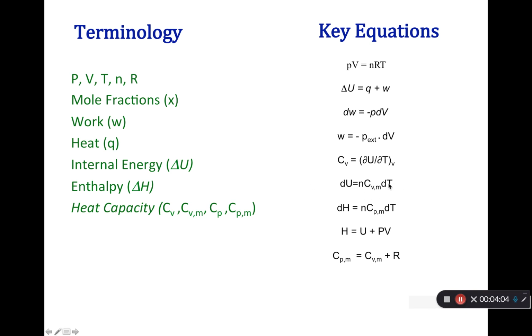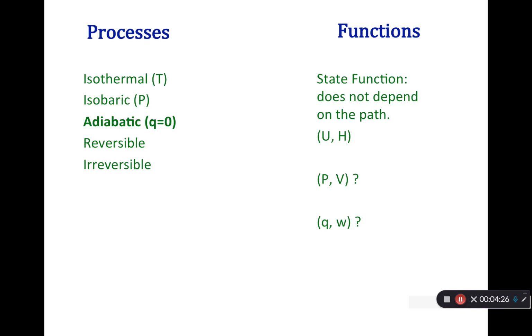Note, when the change in temperature is 0, for ideal systems, the change in internal energy and the change in enthalpy must also be 0. The definition of enthalpy is the internal energy plus the product of pressure times volume. Cp,m and Cv,m are the molar heat capacities at constant pressure and constant volume, and this is the relationship between them. Good.